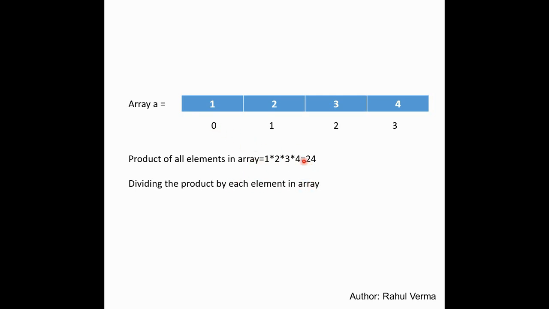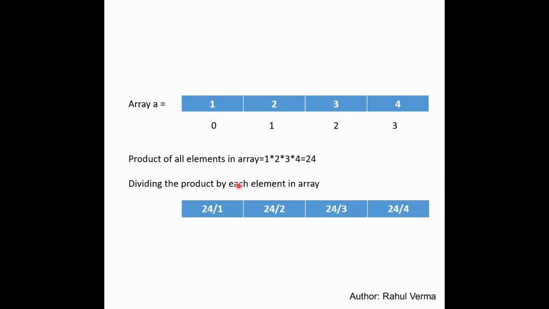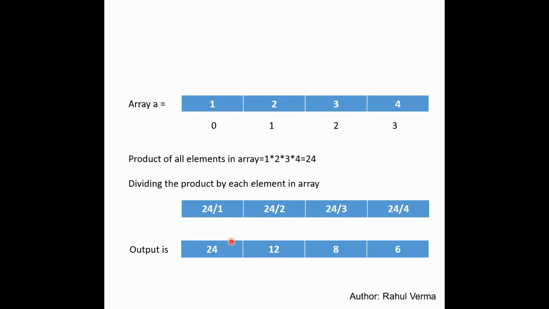For example, my product is 24, so I will divide 24 by 1, 24 by 2, 24 by 3 and 24 by 4, and the respective answer would be stored at the respective position. So like this, I have divided 24 by 1, 24 by 2, 24 by 3 and 24 by 4. So I will get the output which I was expecting, that is 24, 12, 8 and 6. So I will apply this logic and I will show this to you by writing the Java code for it.